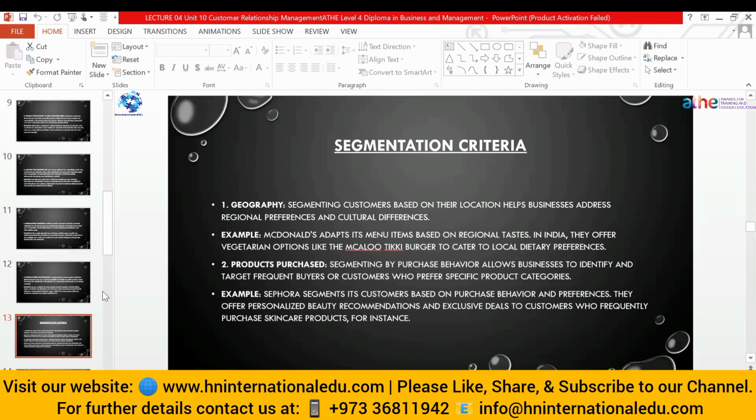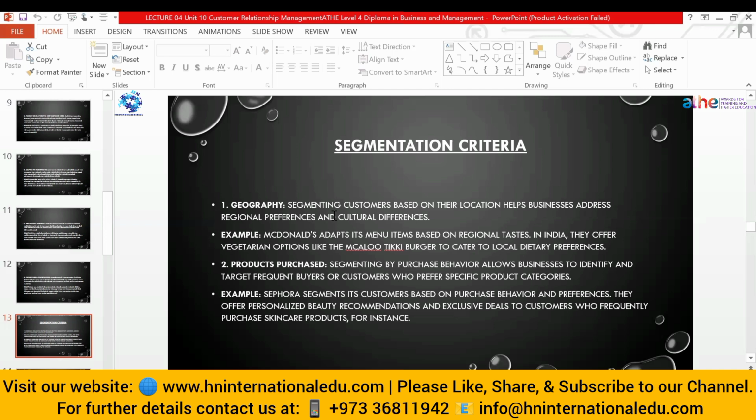Then product purchased. Segmenting by purchase behavior allows businesses to identify and target frequent buyers or consumers who prefer specific product categories. Now it depends on how we are purchasing things. Among those who go to the grocery store, one group buys organic, and one group buys packaged and canned food. So there is segmentation between two consumer groups.